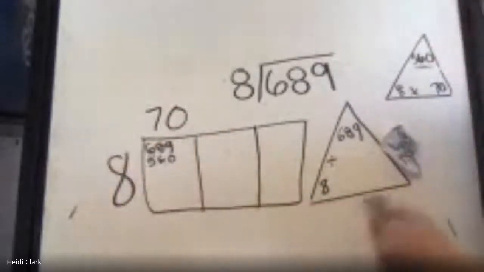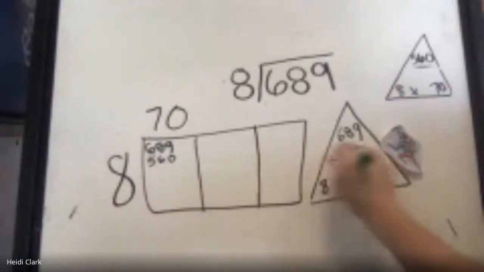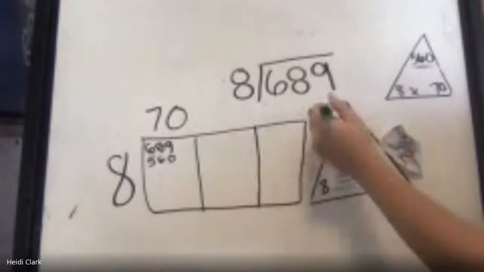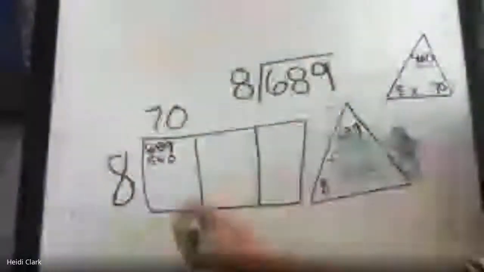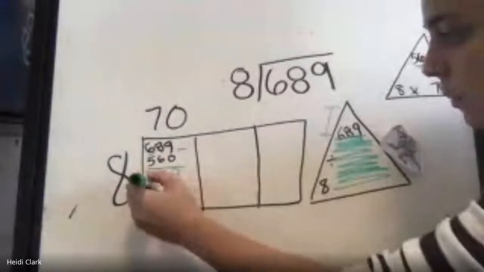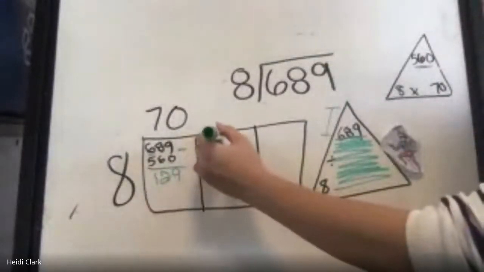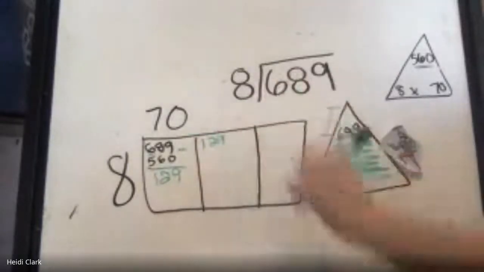All right, so we have climbed up this mountain 560 of the way. I only have to get to 689. So what's the difference? How much further do we have to go? Well, we're going to subtract to figure that out. We have 129 left to go. Put that number right here. Okay, so now we're doing 129 divided by 8.